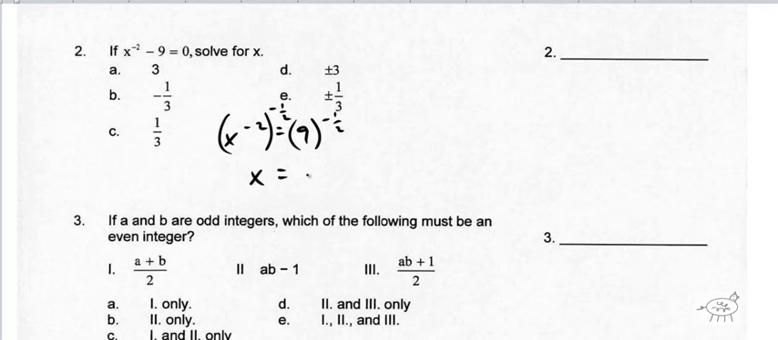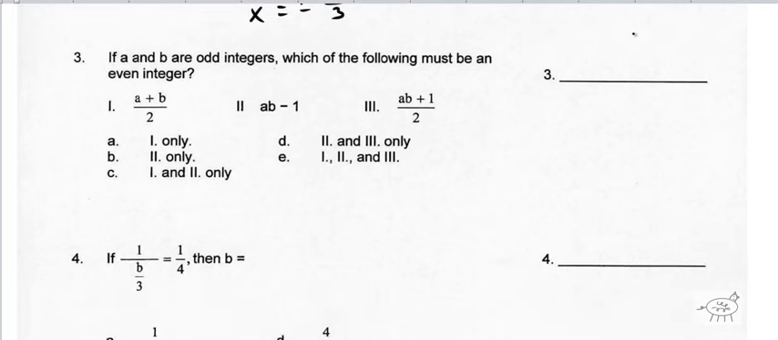So you get x is equal to plus or minus 9 to the negative 1/2, which is 1 over the square root of 9, or 1/3. Okay, so that gives you E. And again, I'm going to do these problems my way, and there might be a better or different way to do it. This is when I just did my work on the sheet here. This is what I came up with.